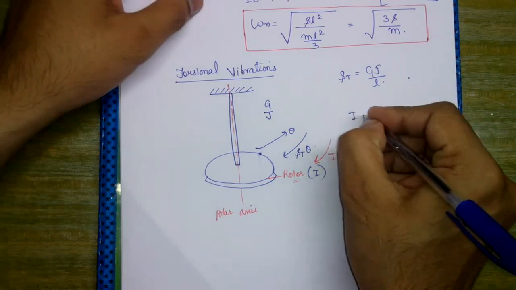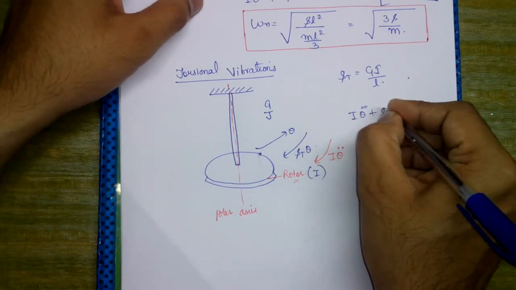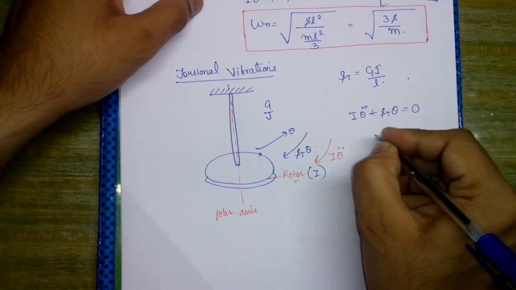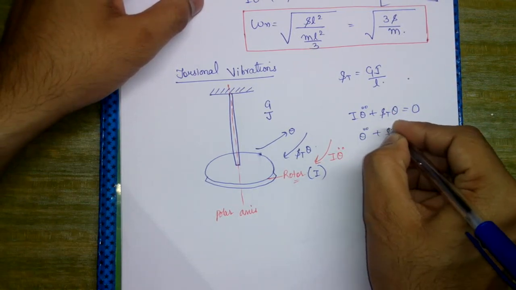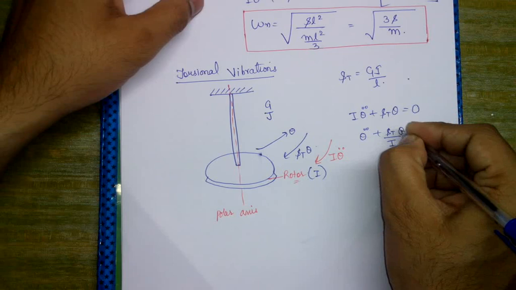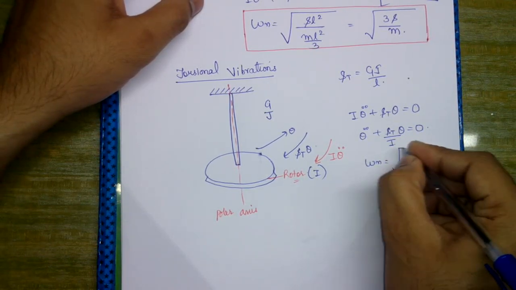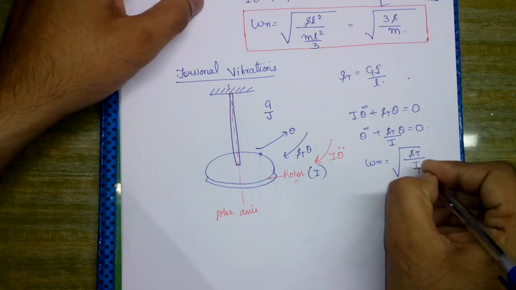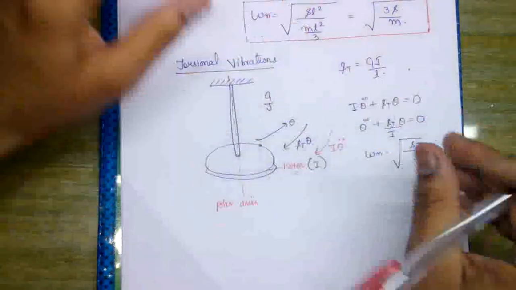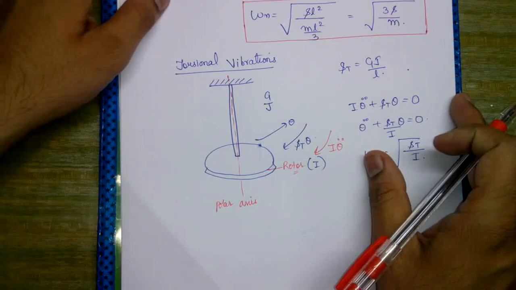Okay, so I theta double dot plus st theta would be 0. Theta double dot plus st upon I theta is equal to 0. So omega n simply becomes st upon I. Okay, it simply becomes st upon I.